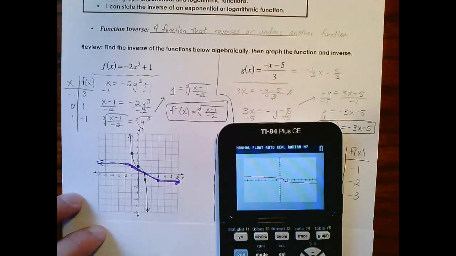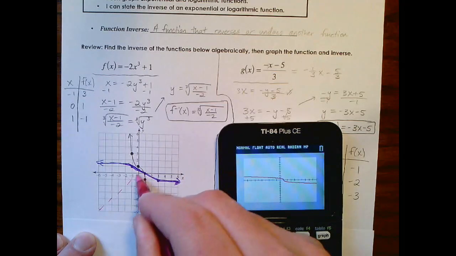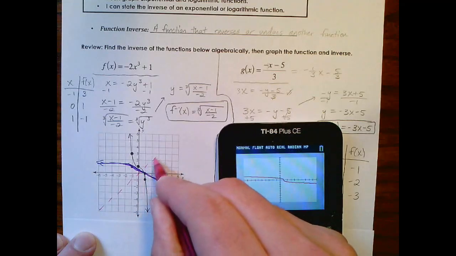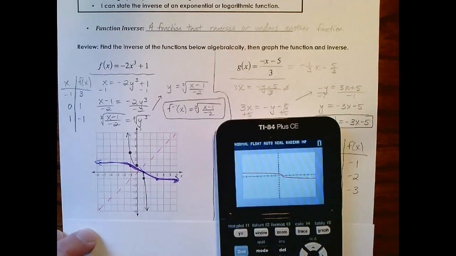And the nice thing graphically about this is that the two graphs are symmetrical. They're symmetrical over the line y equals x. Why is it symmetrical over the line y equals x? Because the first step in finding an inverse is flip-flopping the x's and the y's, which means that the y's are equal to x's and the x's are equal to y's. So at the very least, we can see the two sketches like here.